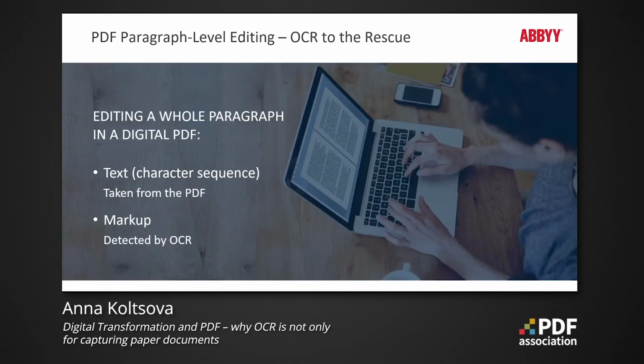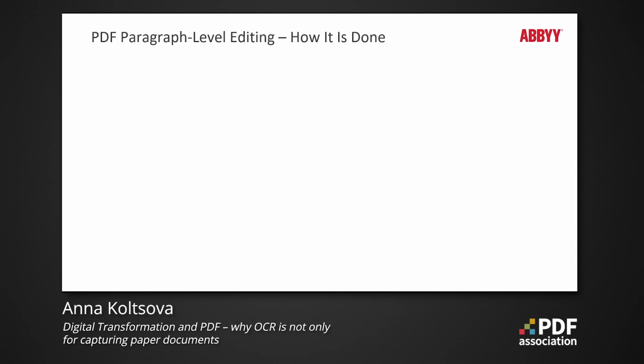The idea of how to edit a paragraph in a digital PDF is quite simple. The text is taken from the PDF as it's already there. The markup, which we need to know and follow in order to edit the whole paragraph properly, is detected by OCR. The OCR involvement in the PDF paragraph level editing process looks like this.